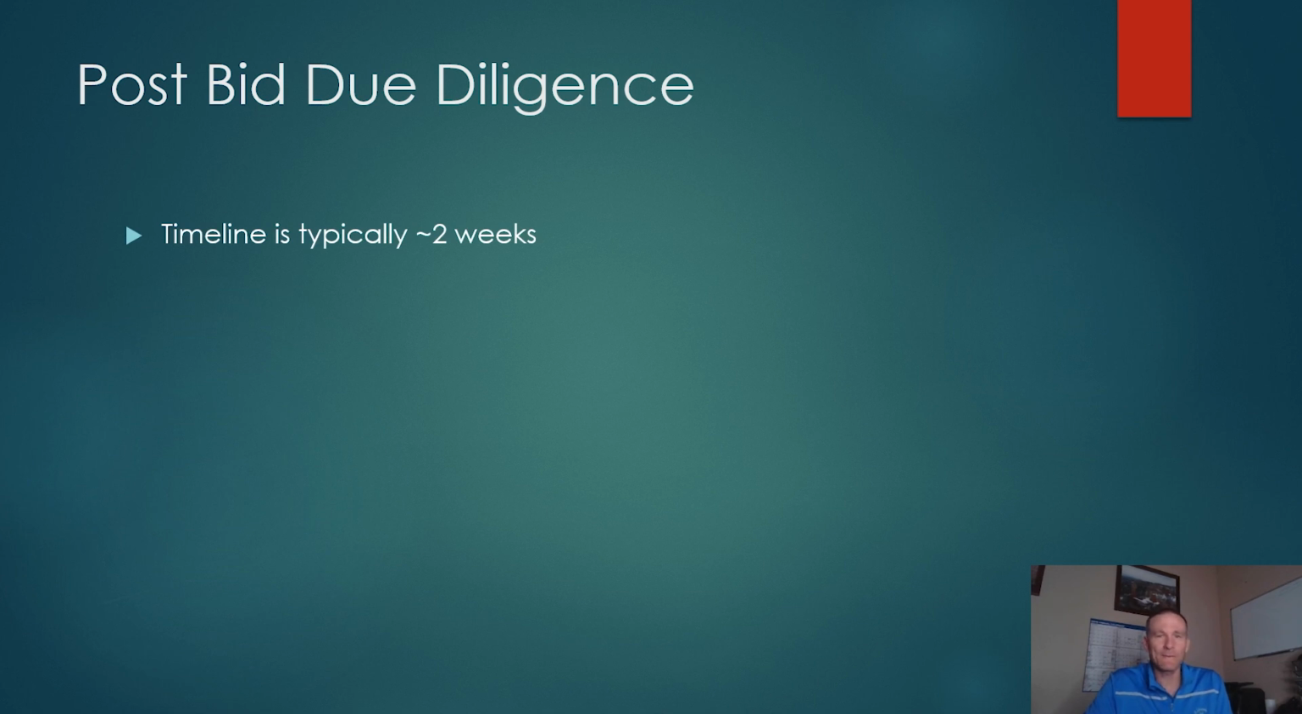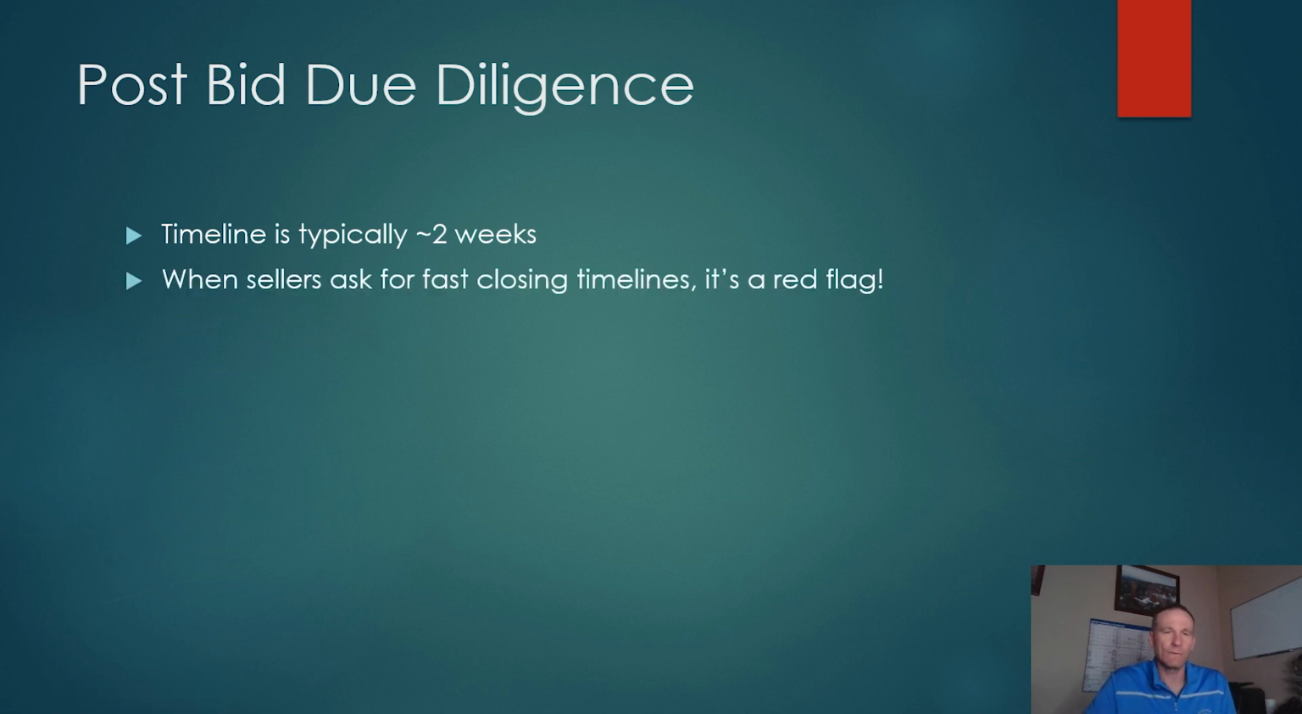Typically, this process takes about 2 weeks for me. It can take longer, it can go faster, but generally, and mileage varies depending on how long it takes you to get BPOs and O&Es and things like that. But generally, it's in about the 2-week time frame, and that's a very reasonable time frame to ask sellers to give you. If sellers start asking for super fast closing timelines, that's a big red flag.